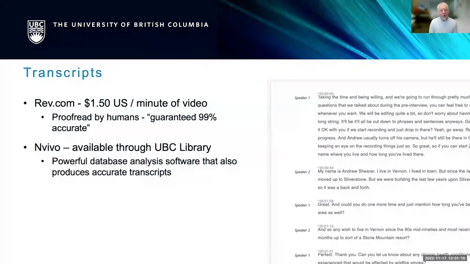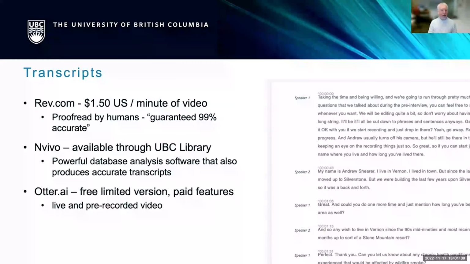NVivo is a powerful database analysis software that staff and faculty can access through the UBC library. It produces very accurate transcripts. That's not technically what it's for. It's a very powerful tool that just happens to produce accurate transcripts. It's mostly for database analysis, but it's an option, and I haven't used it, but I understand that it's quite accurate, and it's free for staff and faculty at UBC, so it's something to consider.